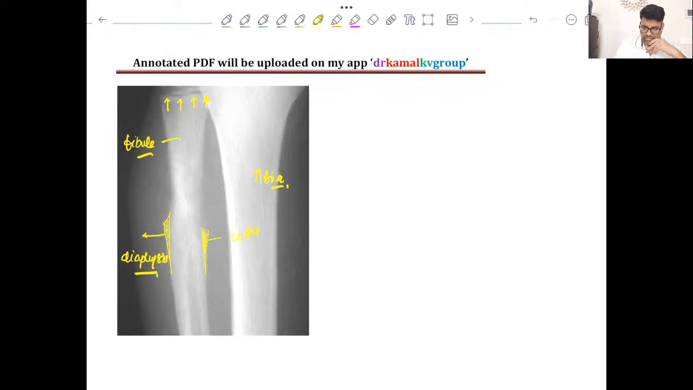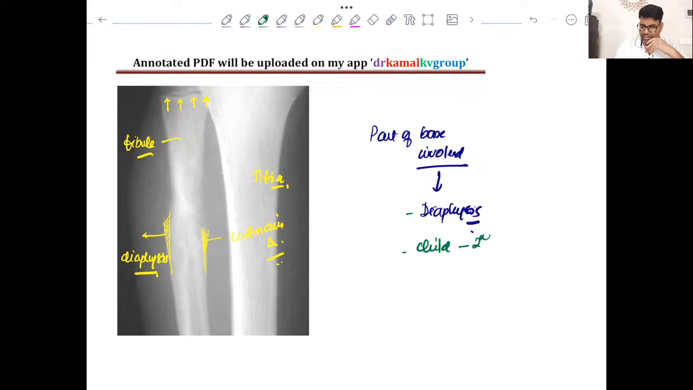Now when we discuss osteosarcoma, we always discuss Codman's triangle in the metaphysis, but here the part of bone involved is the diaphysis. So when we take all these words together, diaphyseal involvement in a child in the second decade, and the condition which mimics osteomyelitis, the answer comes out to be Ewing's sarcoma.